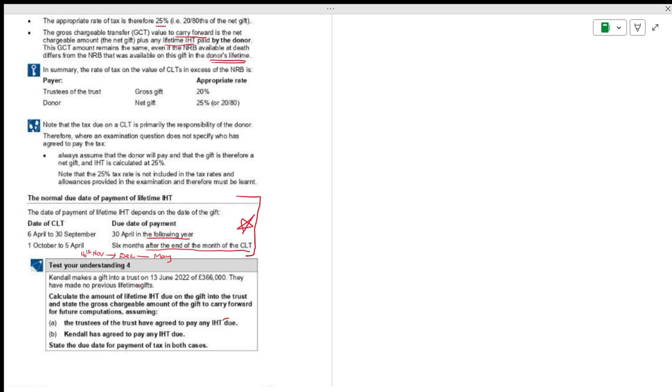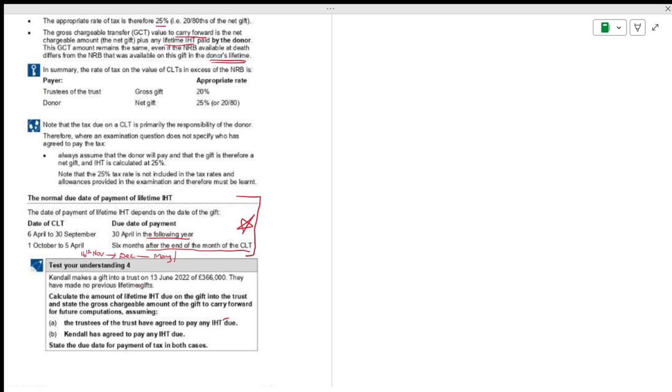December till May, 6 months. And if the gift was from 6th April to 30th September, it is 30th April of the following year. If it is 2023, it will be 2024. Even if it is paid on 29th of September, you have to pay by 30th of April. If you are paying on 1st of October, remove October. You have to start with November: November, December, January, February, March, April. April 30th.